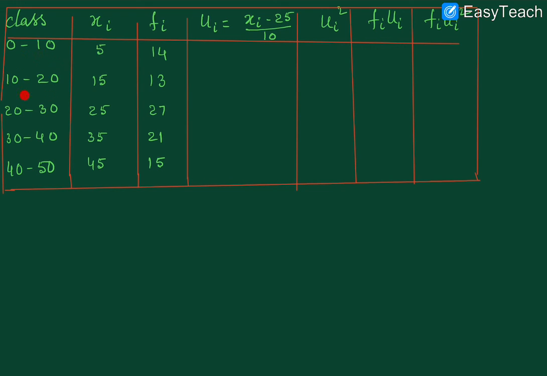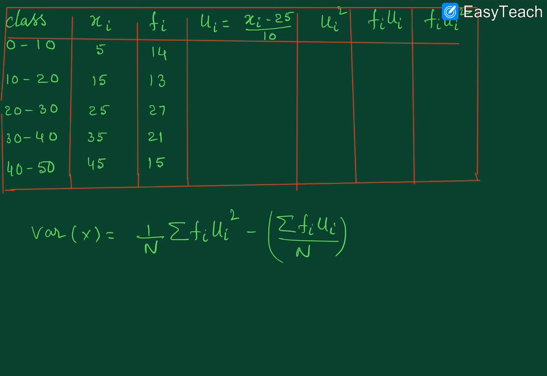The data you can observe here, it is a continuous frequency distribution. Frequencies are given, we are finding the mid values. In case of continuous frequency distribution, how to find out the variance? Same formula for calculation of variance in case of continuous frequency distribution. Variance is equal to 1 by n into sigma fi ui square minus sigma fi ui divided by n, whole square, multiplied with h square.